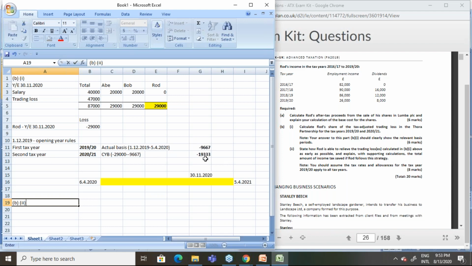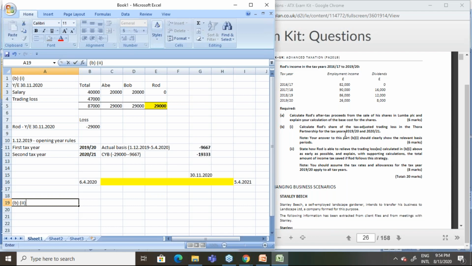In the second tax year of his business, he has incurred a loss of 19,333. So it appears that Rod has incurred a loss during the first 4 tax years of the business that can be carried back for a period of 3 years to set off against total income according to first in, first out basis. The question wants you to claim the relief as early as possible.